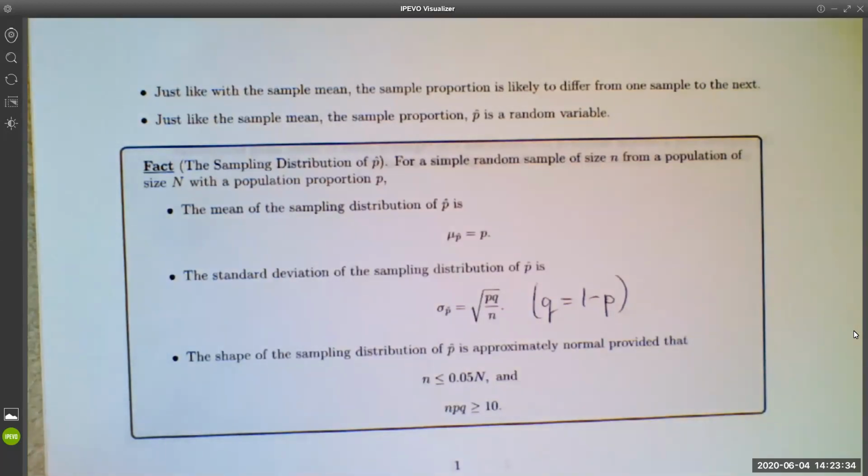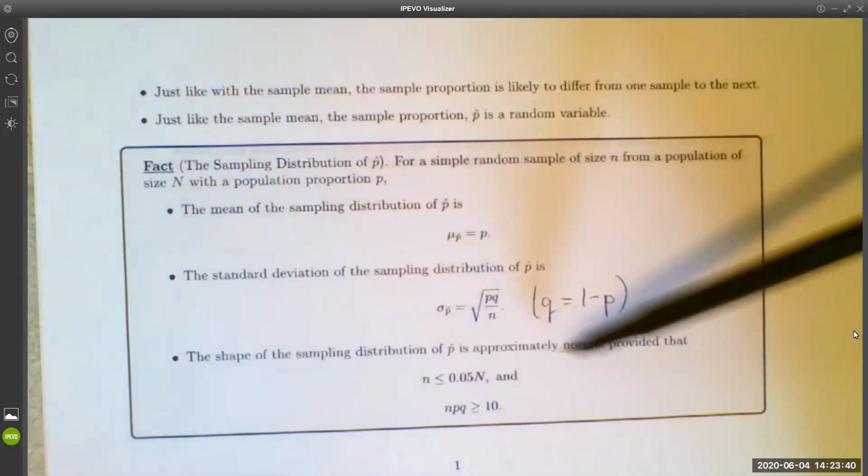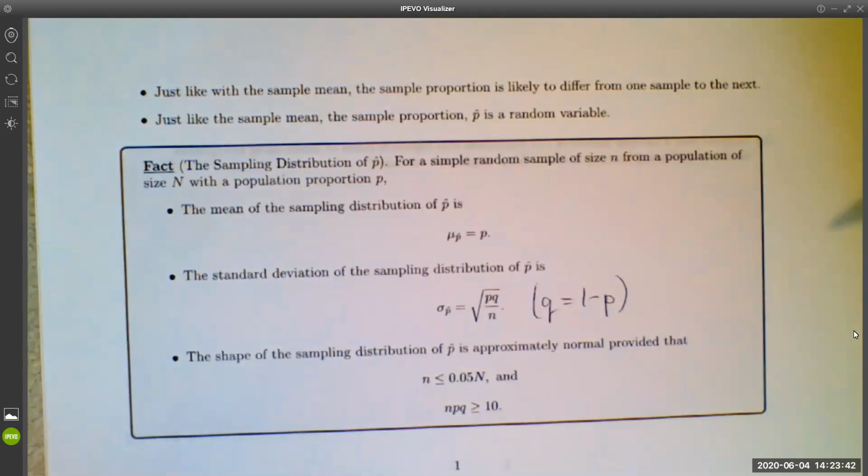And then the shape of the distribution. Now here's something that's really pretty amazing to me. The shape of the distribution of p hat is normally distributed. It's also normally distributed, which is just crazy because you're starting with this binomial distribution, and yet when you look at the distribution of the sample proportions, you get a normal distribution. You get this bell-shaped distribution, which is just kind of crazy.